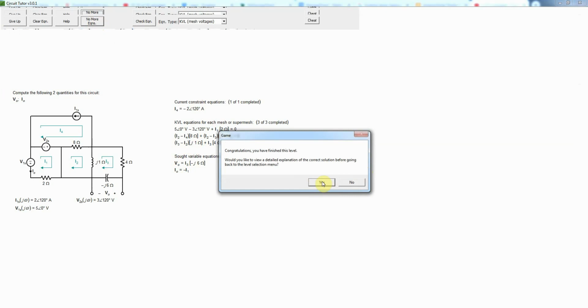And we do have the option of viewing a more detailed explanation, which I will skip now in the interest of time. Thank you.